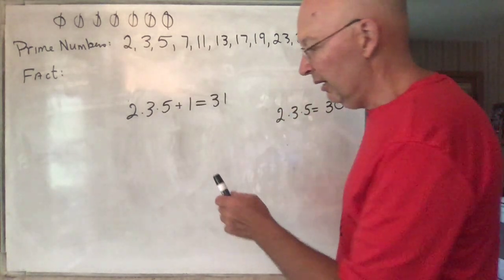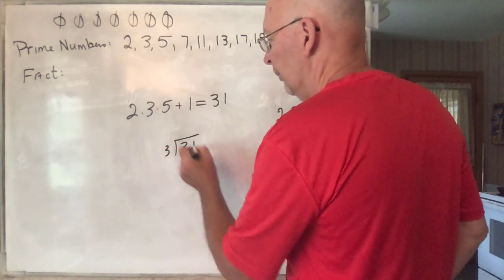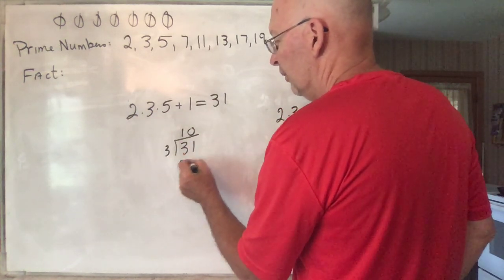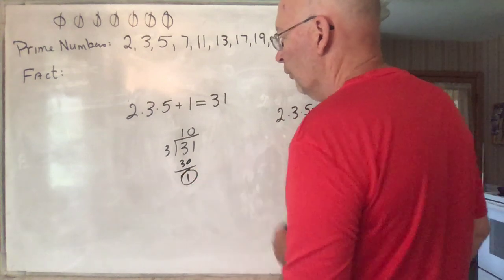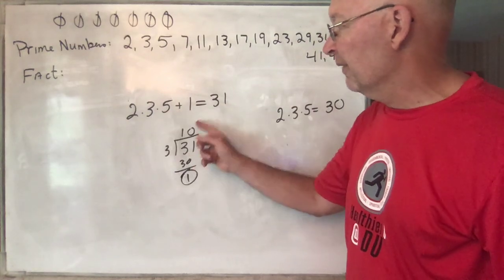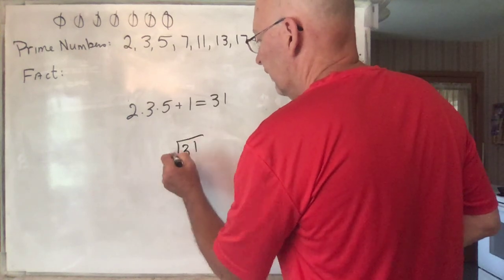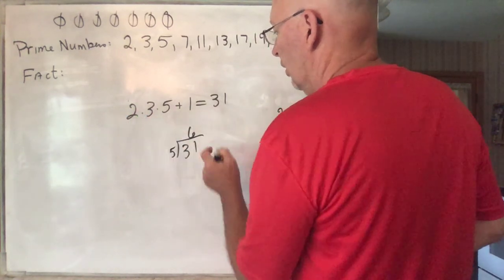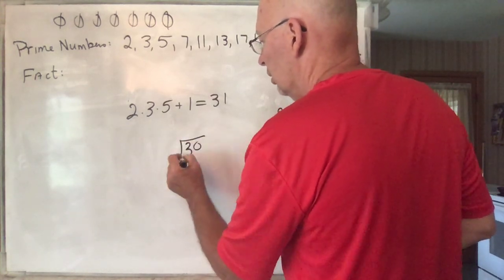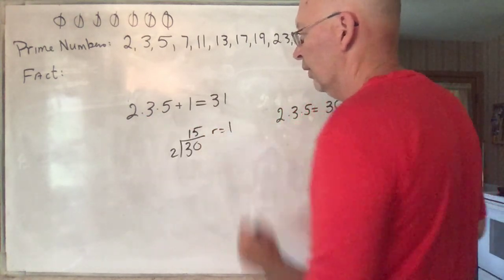As soon as I add 1, then the same thing happens as before. I get my 31 and I divide it by 3, and what am I going to get? I'm going to get 10, which is this times this, and that gives me 30, and then what am I left with? A remainder of 1. And it doesn't matter which one I divide it by. 5, let's just go ahead and do it. If I take 31 and divide it by 5, I'm going to get 6 with a remainder of 1. If I divide it by 2, I'll get 15, which is this times this, with a remainder of 1.